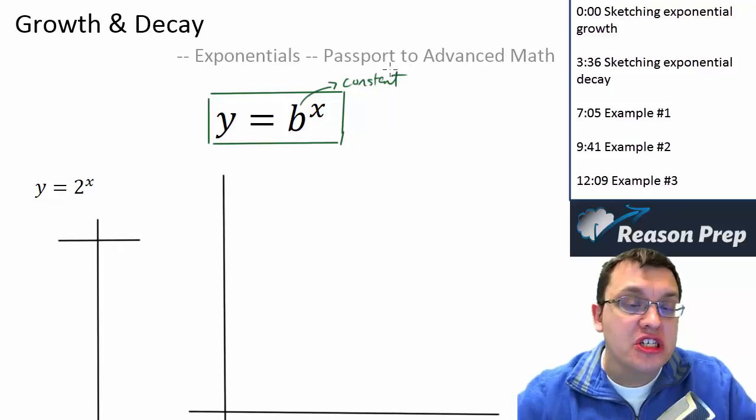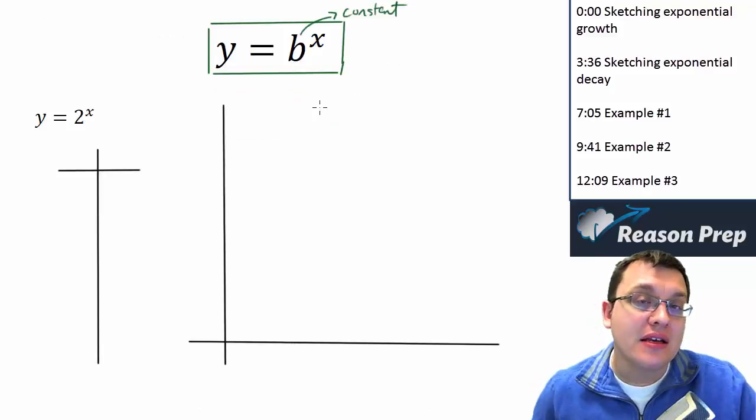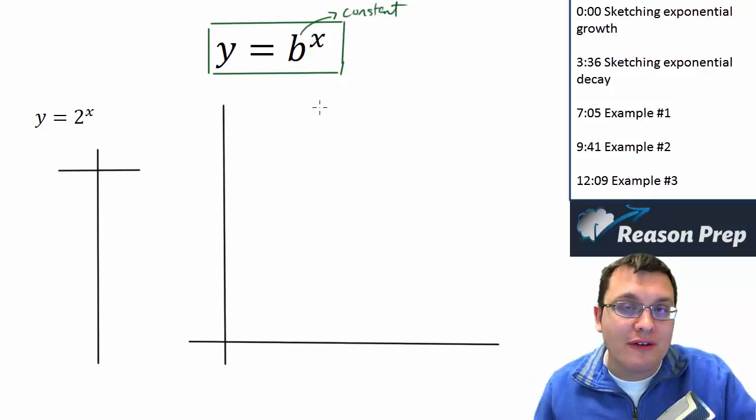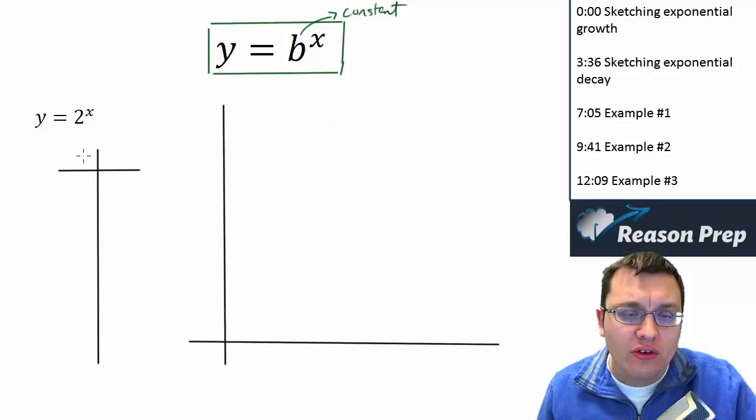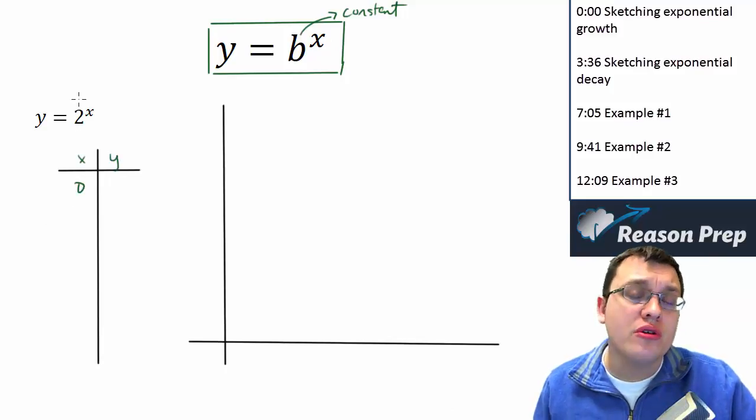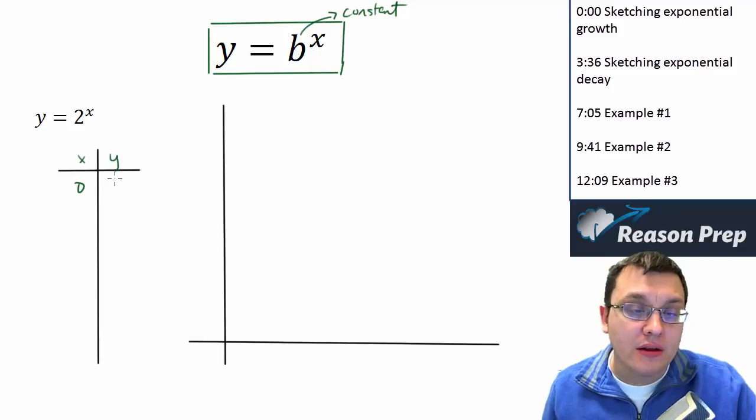So if you wanted to know the shape of this, what I might recommend is let's do an xy table. You could graph it in your graphing calculator, but let's do an xy table so we can see how this thing behaves. So here's our x and here's our y. Let's begin with 0. So 2 to the 0 is always 1. How about x is 1? Well, that's going to be 2. And x is 2. That would make it 4. X is 3. That would be 8. X is 4. That would be 16.